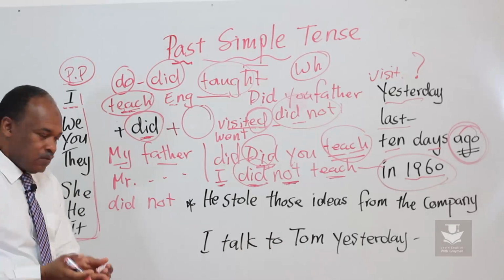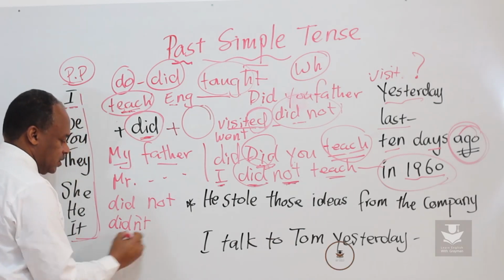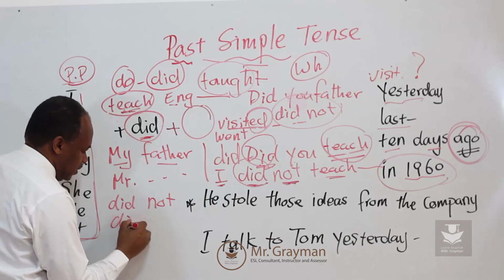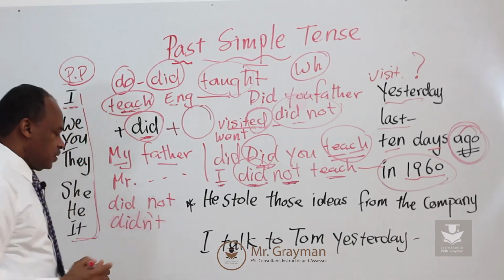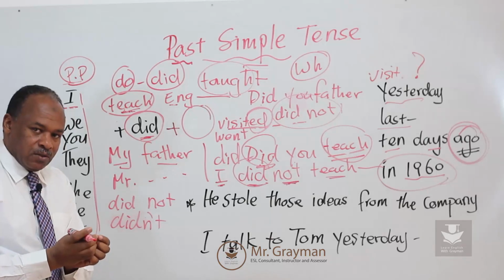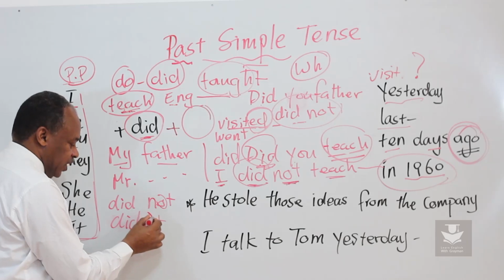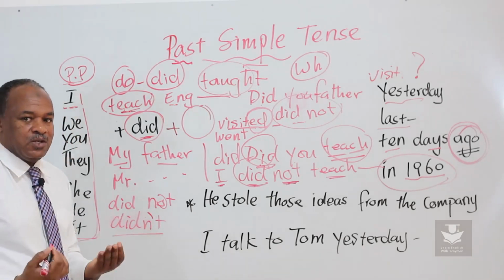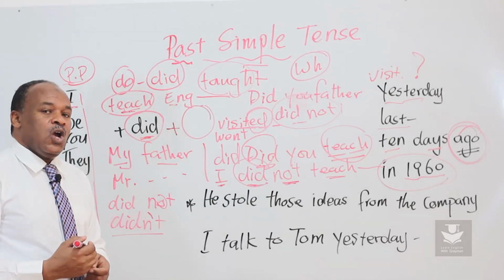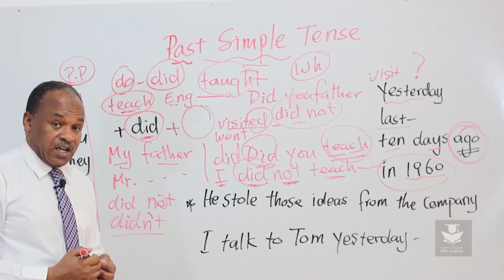Sometimes we make contractions. Did not would be didn't. Didn't. So contraction is to make it shorter, to remove this O and put an apostrophe and make it all one. It becomes didn't, means did not. So did your father visit England last year? No, he did not visit England last year. Or no, he didn't visit England last year.